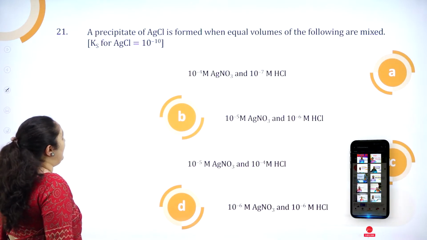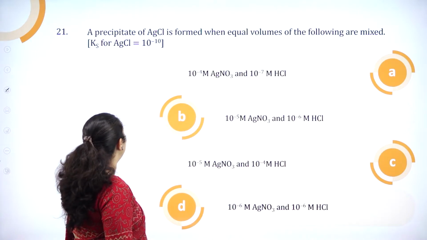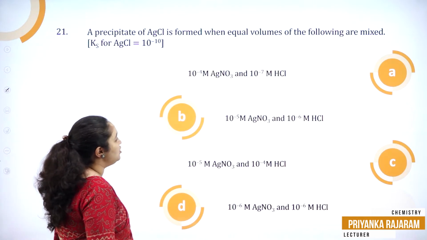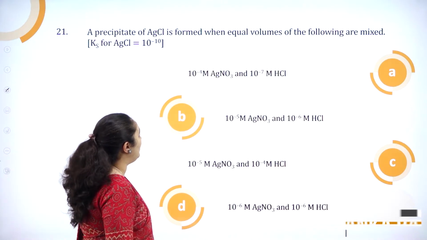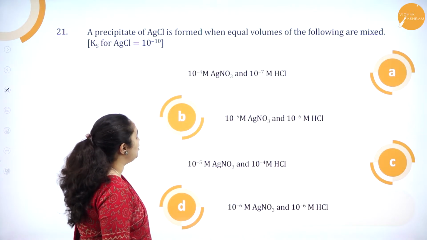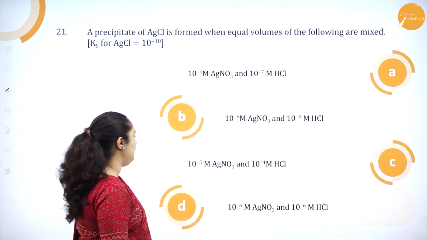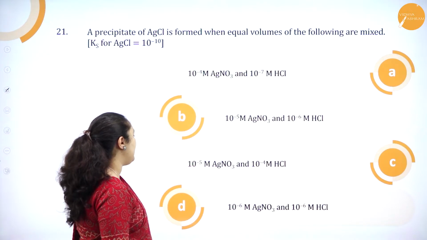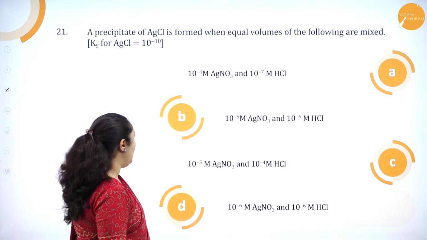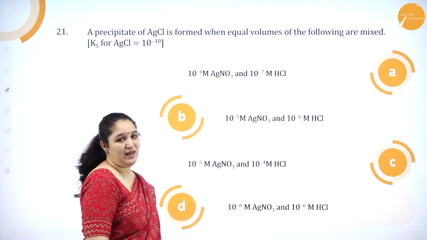A precipitate of AgCl is formed when equal volumes of the following are mixed. It's given that Ksp for AgCl is 10 to the power minus 10. Option A is 10 to the power minus 4 molar AgNO3 and 10 to the power minus 7 molar HCl. Option B, 10 to the power minus 5 molar AgNO3 and 10 to the power minus 6 molar HCl. Option C, 10 to the power minus 5 molar AgNO3 and 10 to the power minus 4 molar HCl. Option D, 10 to the power minus 6 molar AgNO3 and 10 to the power minus 6 molar HCl.